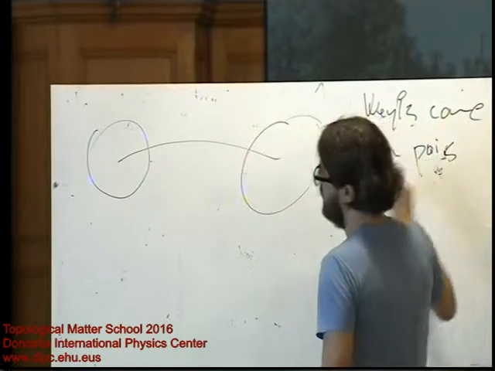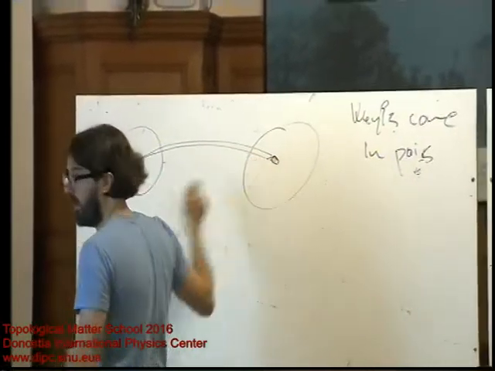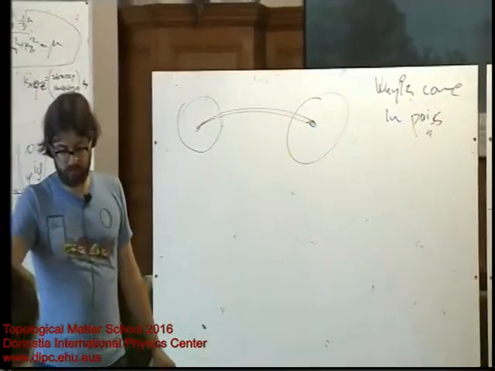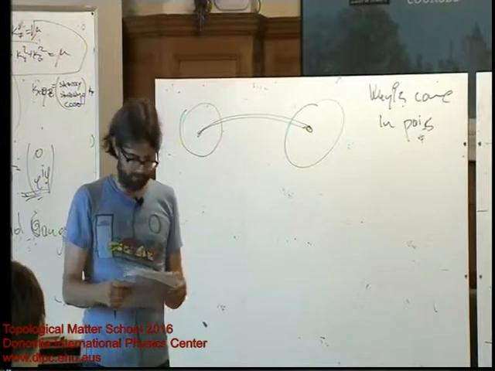So the Dirac string coming out of the Fermi surface of the one goes into a Dirac string into the Fermi surface of another one. Okay?